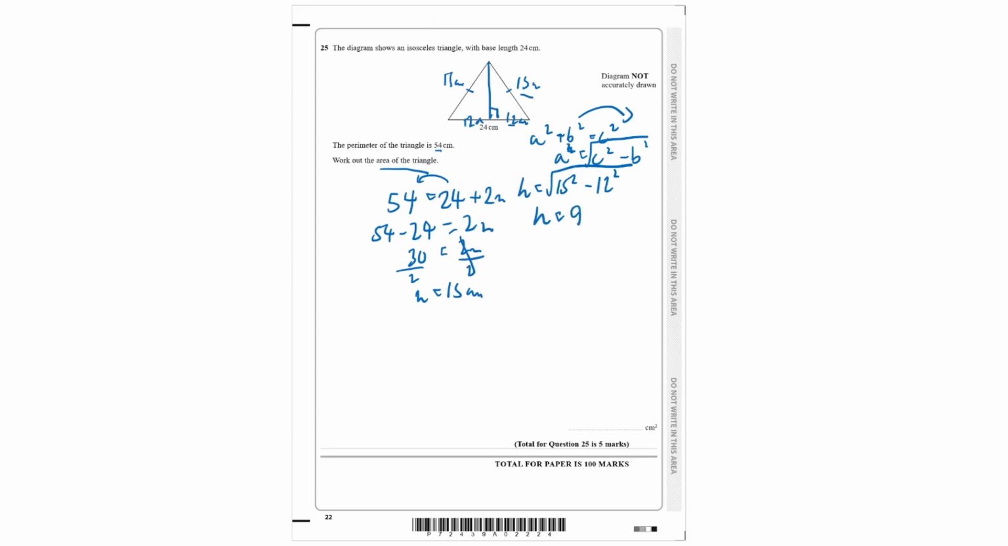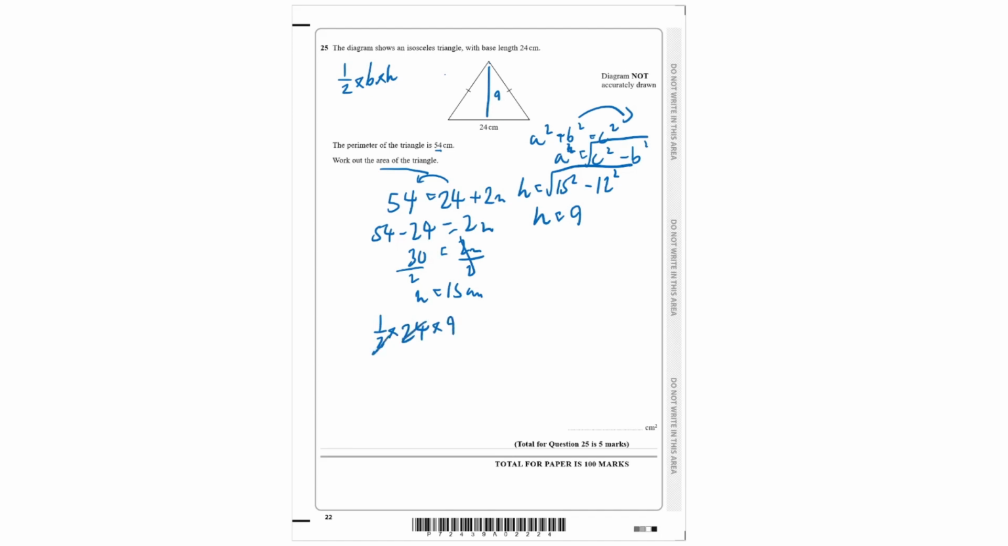Now we know that the area of a triangle is simply 1 over 2 times base times height. And now that we know that the base is 24 and that the height is 9, we can simply find this out. So area is 1 over 2 times base, which is 24, times height, which is 9.